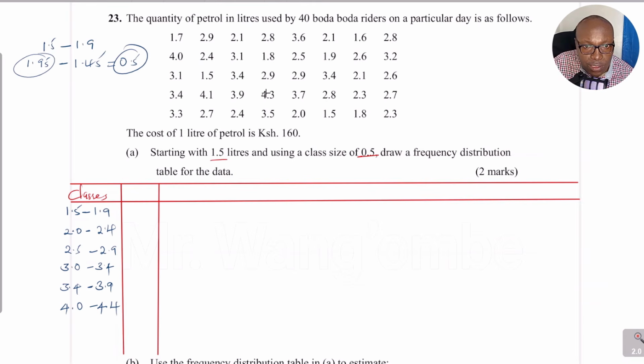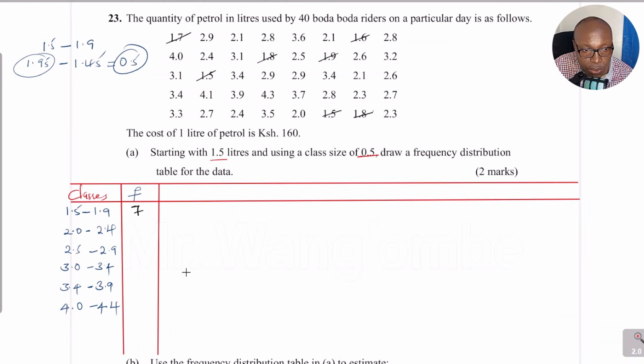Since I've considered the highest, the largest I can see there, 4.3, then you shall have the frequency. The frequency, you count from 1.5 to 1.9. Any value that is between 1.5 and 1.9. So we can identify them. 1.5 to 1.9. So we have 1 there, 2, 3, 4, 5, 6, and 7. So there are 7. That is 1.5 to 1.9. Any value that is between that range.